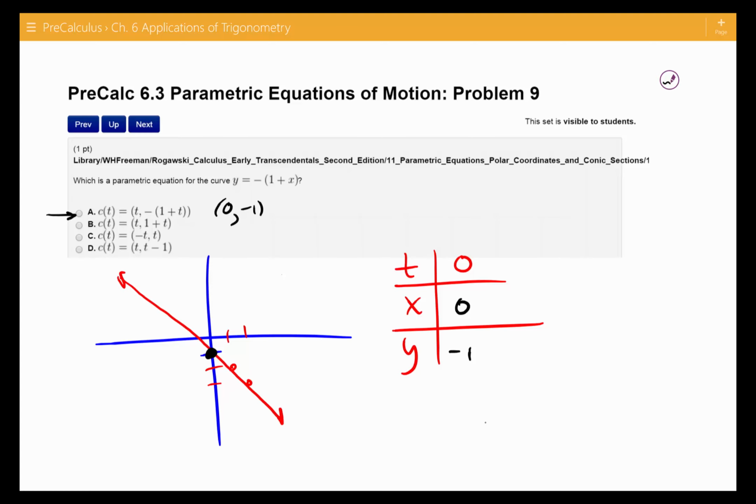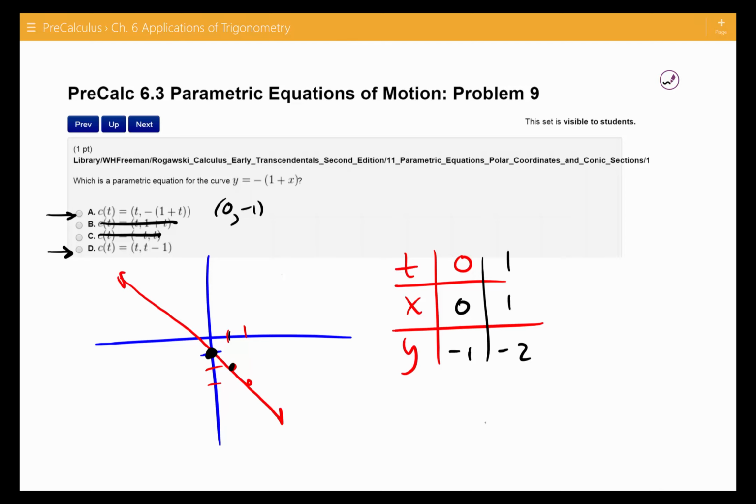Let's try B. B, plug in 0, you get 0, positive 1, so that doesn't work. Here you get negative 0, 0, so 0, 0 doesn't work. And the last one, you get 0, negative 1, so that one works as well. So it's between A and D now. So let's try another point. Let's try the point 1. When I plug in 1, I should get the point 1, negative 2.